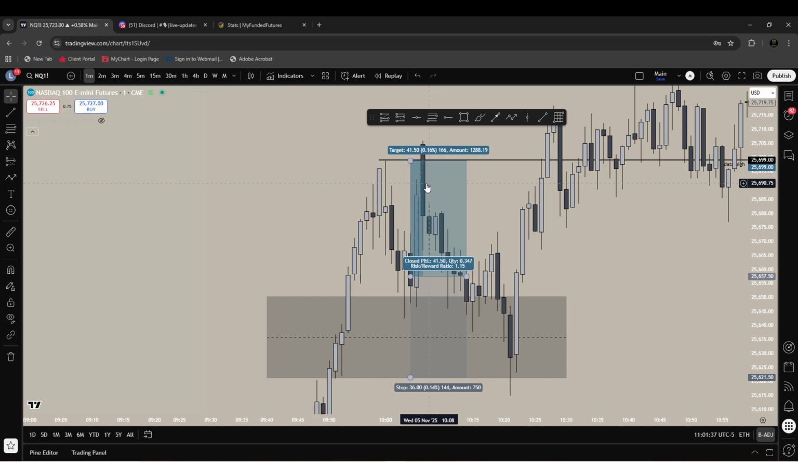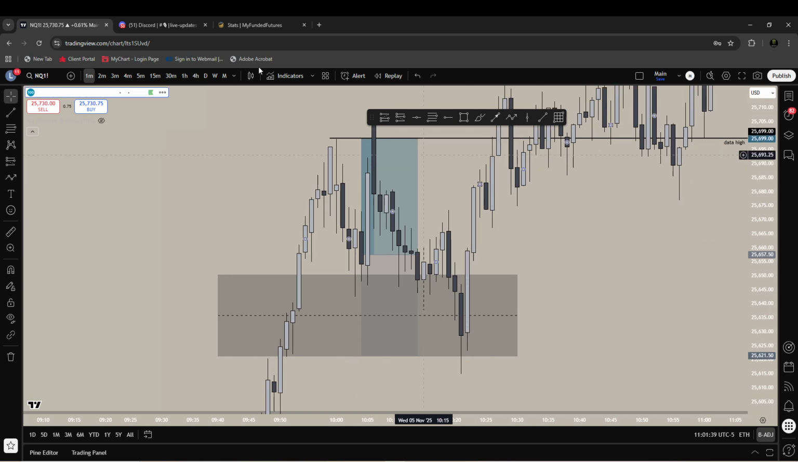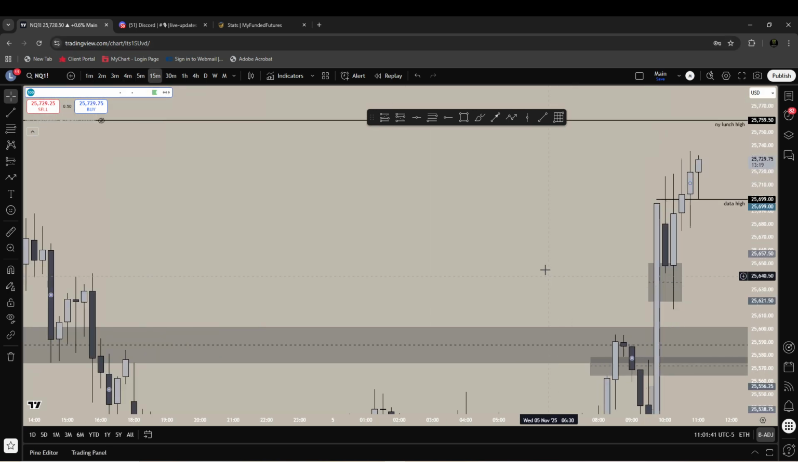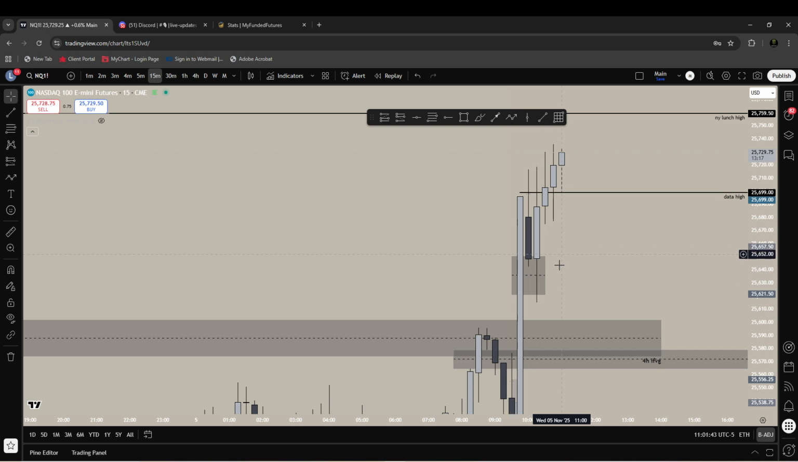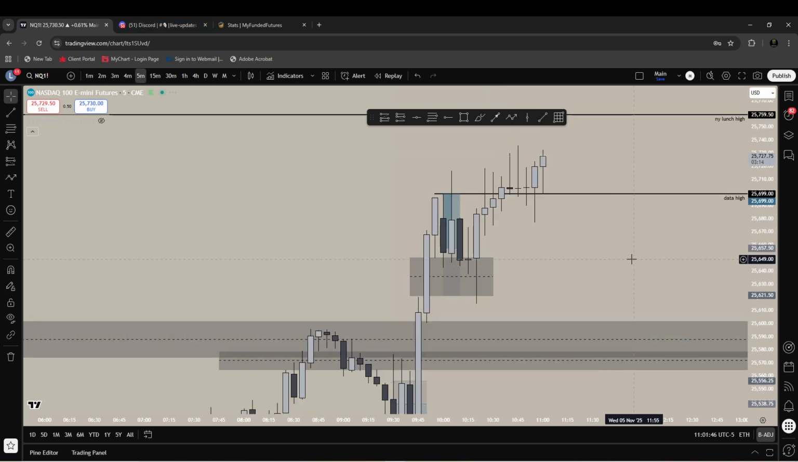So I took this on 3 accounts. So 2 accounts I fully TP'd here, and then I saw that we were forming a 15-minute bullish gap at 10:15. So what I did was I let the third one run.